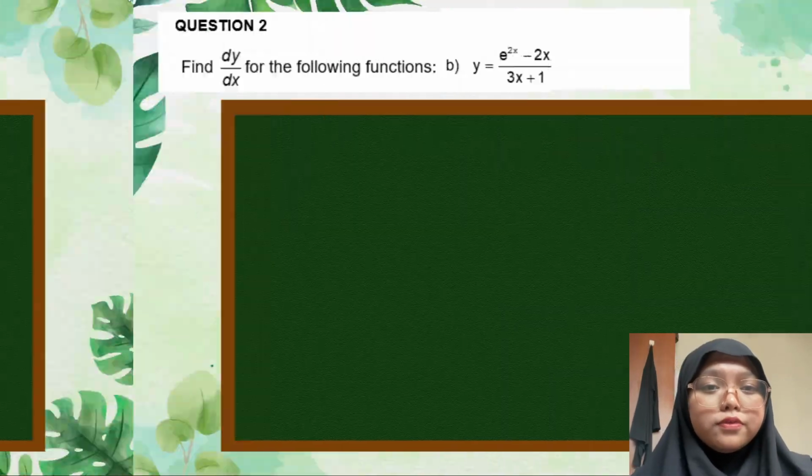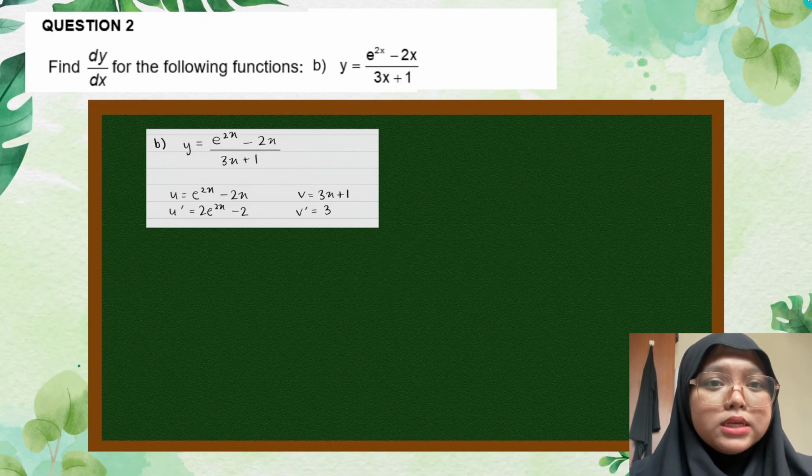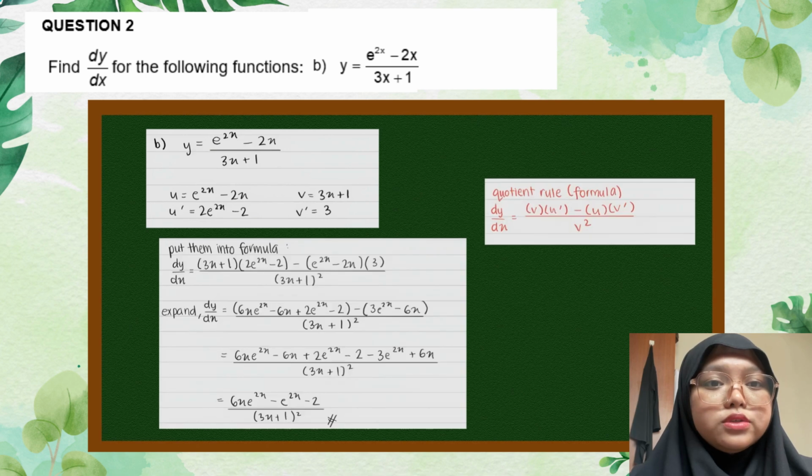For question B, we need to write the equation first. So we write y equal to e to the power of 2x minus 2x over 3x plus 1, and then we need to define the u and v first. So the u is e to the power of 2x minus 2x and its derivative is 2e to the power of 2x minus 2, and its v is 3x plus 1, its derivative is 3. And then we need to use it in the quotient rule formula.